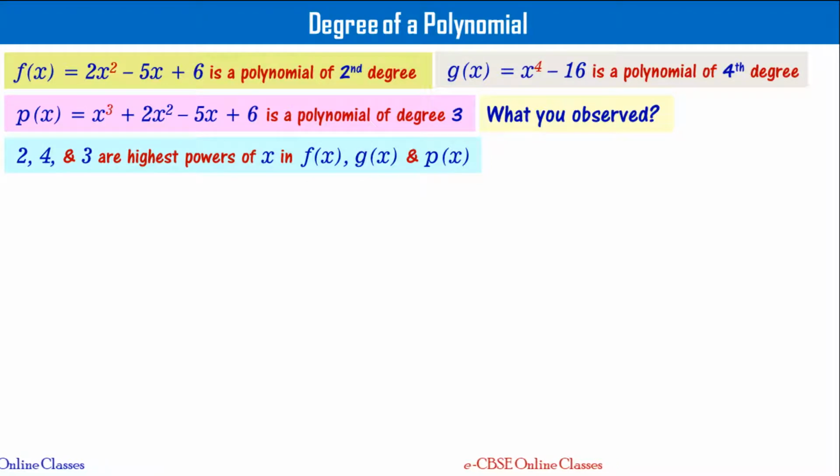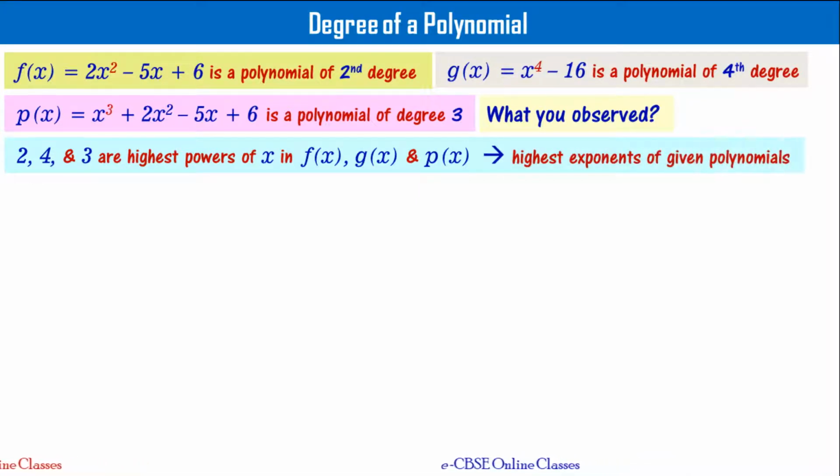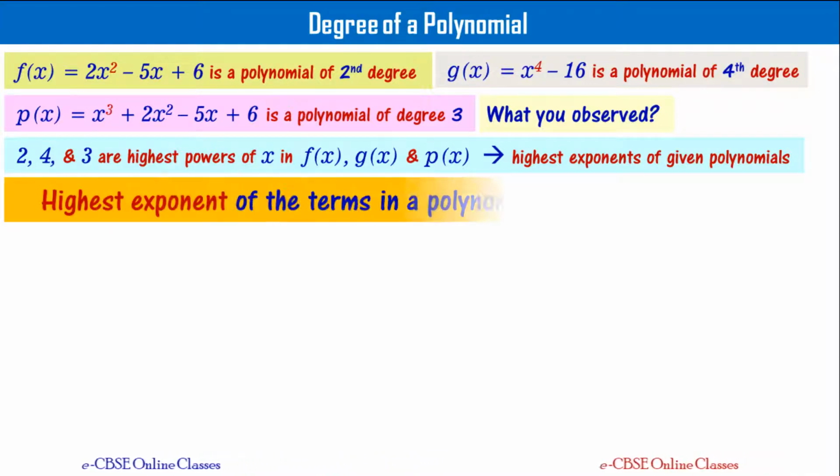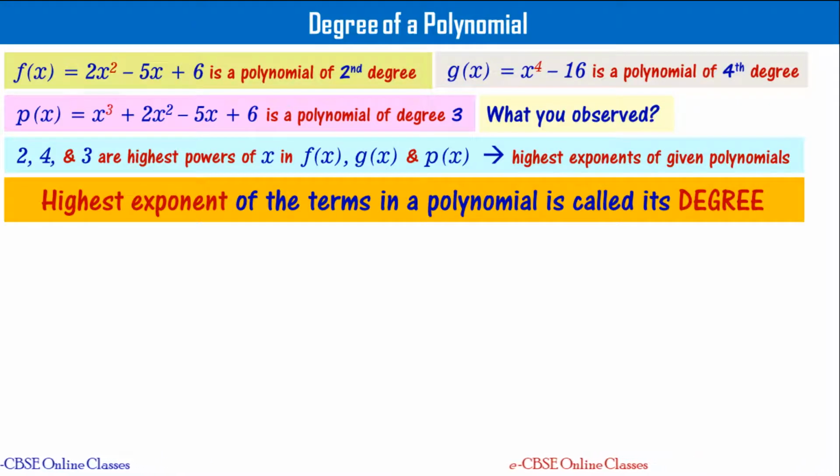You must have observed that 2, 4 and 3 are the highest powers of x in f of x, g of x and p of x respectively, right? In other words, we can say that these are the highest exponents of the given polynomials. It means that the highest exponent of the terms in a polynomial is called its degree. Please take a note of this.